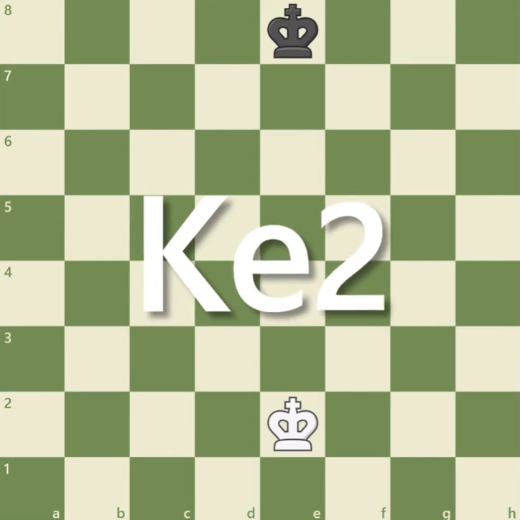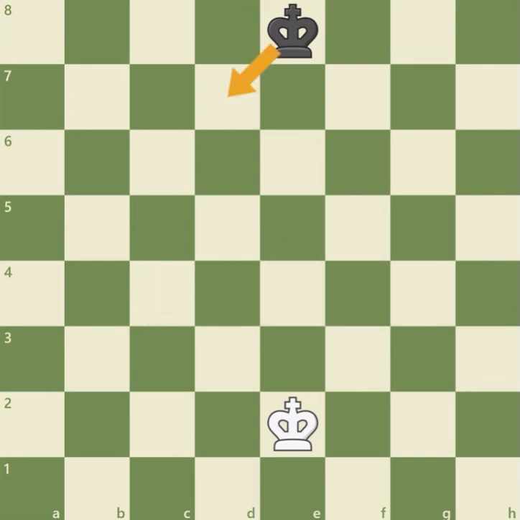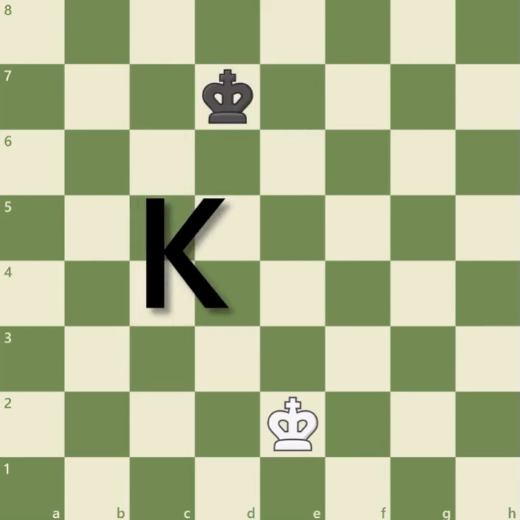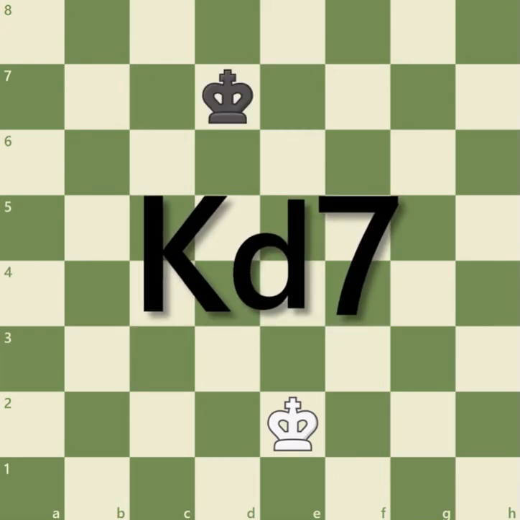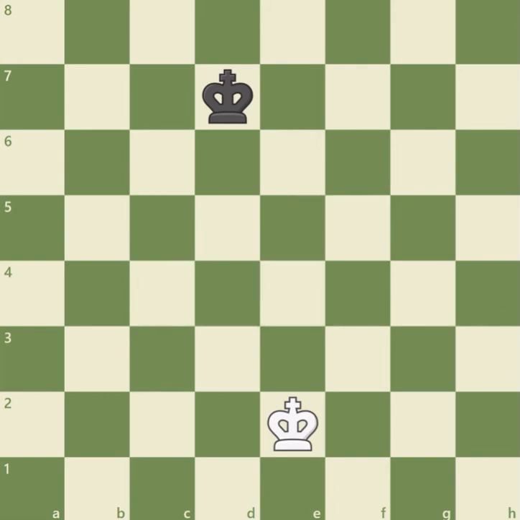Let's say black wants to play king to D7. In this case, it's the same idea. Capital K, lowercase D7. So piece, then square. K, D7.